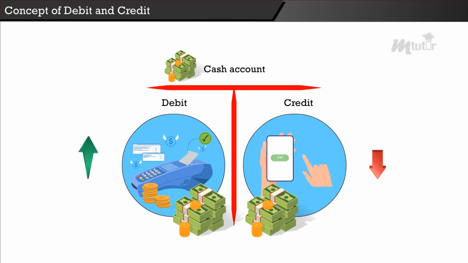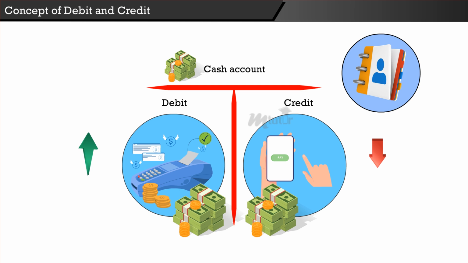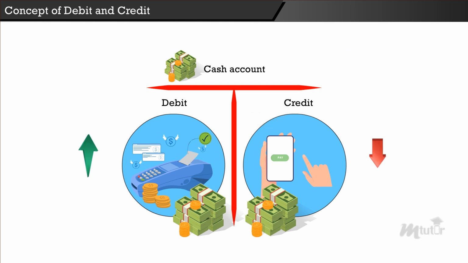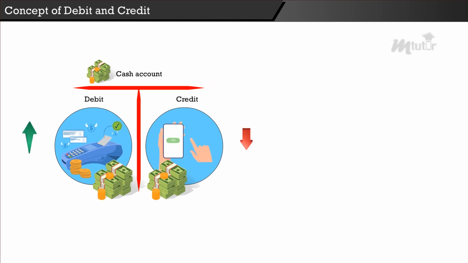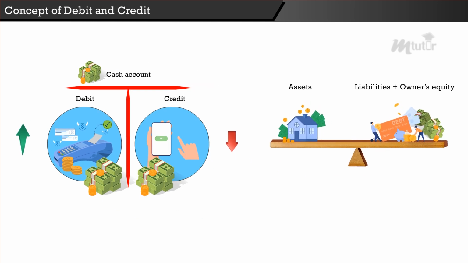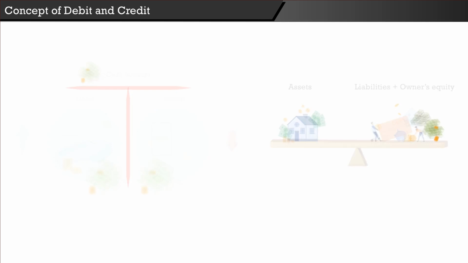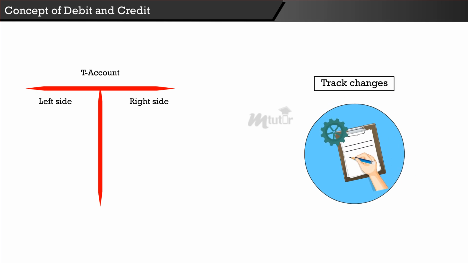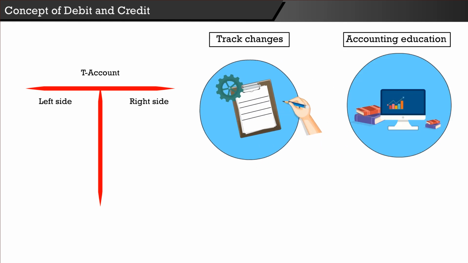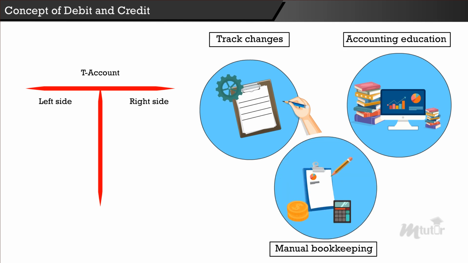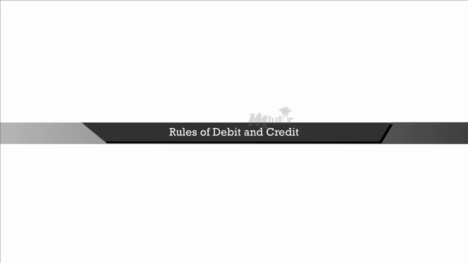A T account is a simplified graphical representation used in accounting to depict the transactions and balances of individual accounts. T accounts are a fundamental tool for understanding how transactions affect specific accounts and help maintain the balance in the accounting equation. They provide a visual way to track changes in accounts and are often used in introductory accounting education and manual bookkeeping processes. Rules of debit and credit.